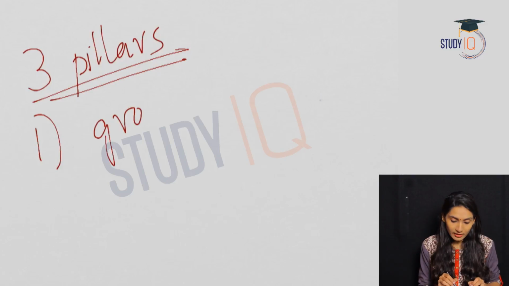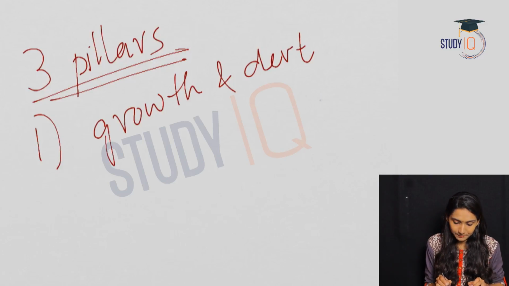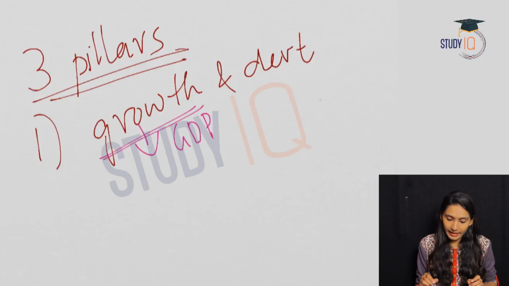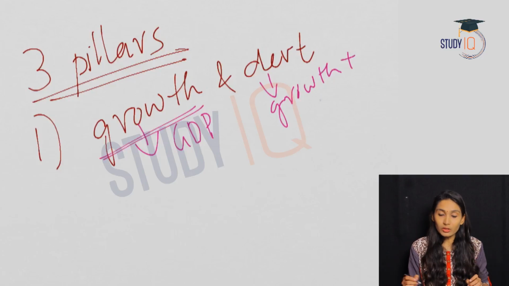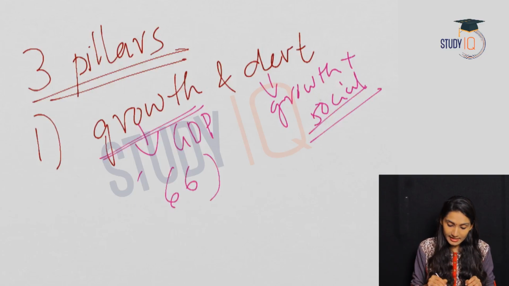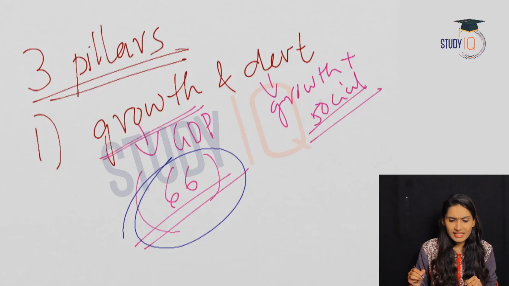The first one is growth and development. Growth is in terms of GDP, and development means growth plus social factors. So with regard to growth and development, the rank of India is 66.